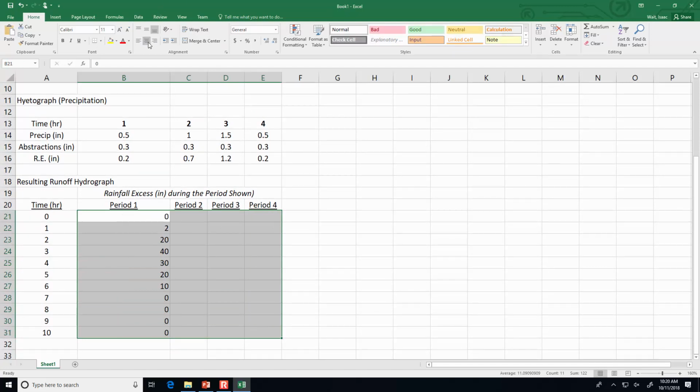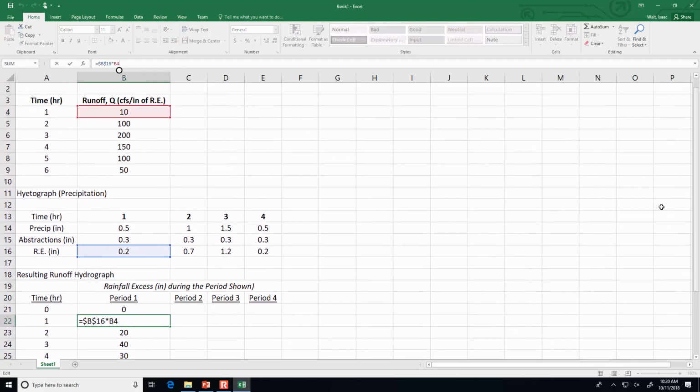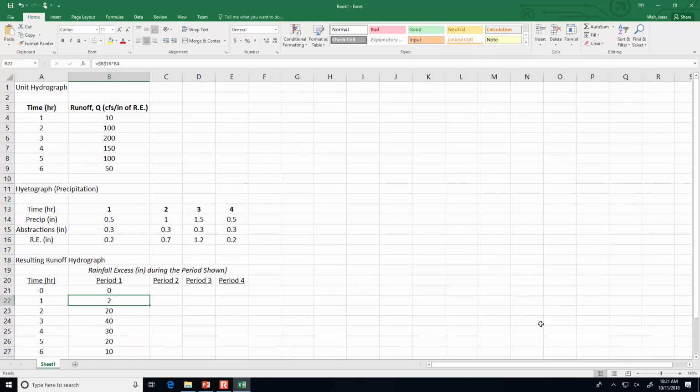All right. So any questions about this first step? Can you go back to your equation real quick? So I'm multiplying the given rainfall excess for period 1 by the hydrograph, and only anchoring the reference to the rainfall amount, not anchoring the reference to the hydrograph. All right, so let me make that a bit smaller.